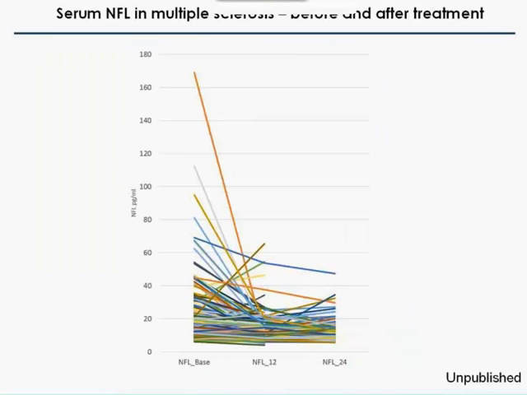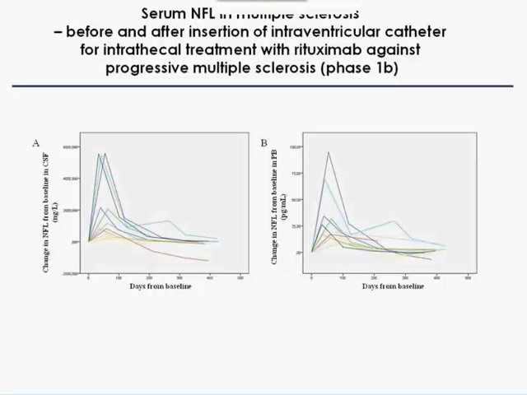You will hear much more about multiple sclerosis from Jens Kuhle, but this is also just one study we just conducted on treatment of multiple sclerosis with a disease-modifying treatment. And we see that most patients normalize over 12 to 24 months in regards to the serum neurofilament light concentrations in response to treatment.